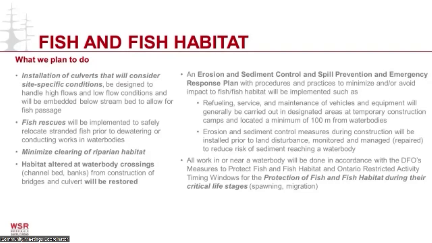To mitigate or reduce the impact of these potential fish and fish habitat effects, properly sized culverts allowing fish passage will be used. Fish rescues will be done. Habitat next to watercourses and water bodies, also known as riparian habitat, will be minimized. Habitat will be restored at water crossings. Construction will be timed to avoid impacts to critical life stages of fish, and an erosion and sediment control and spills prevention and emergency response plan will be developed and used.